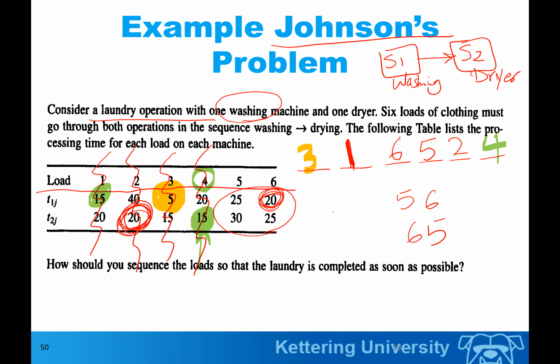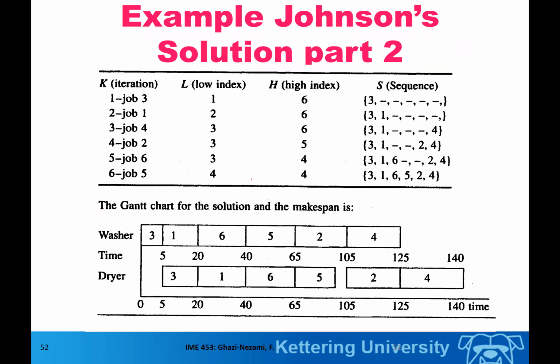So again, I will start with the minimum duration. If the minimum duration is on the first station, you move it to the beginning of the sequence. If that shortest duration belongs to the second station, you put it all the way at the end of the sequence. So I know that's the optimum sequence in order to minimize makespan, or Cmax. So since I have done that, probably it's a good idea.